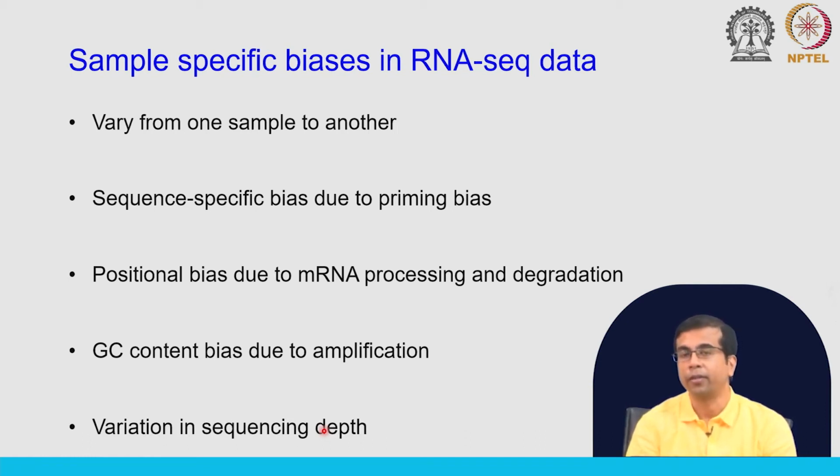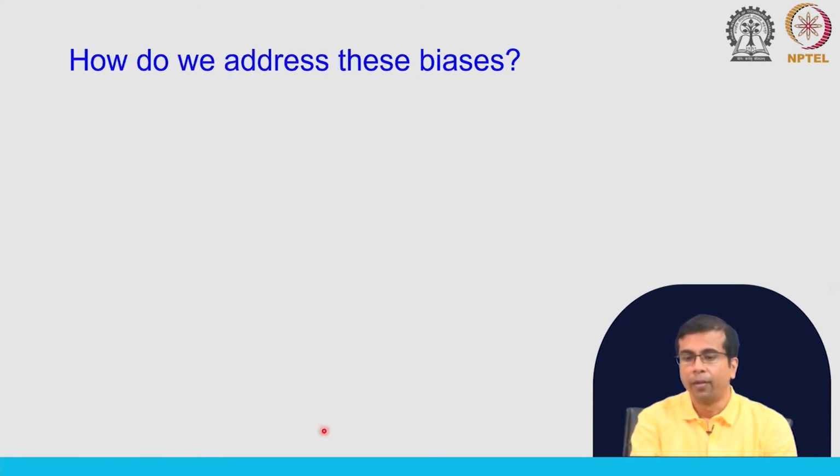So, one thing you should note, we have not included gene length bias here because this will not vary from one sample to another. This is the same across all samples, or likely to be the same. Now, the question is how do we address these biases?